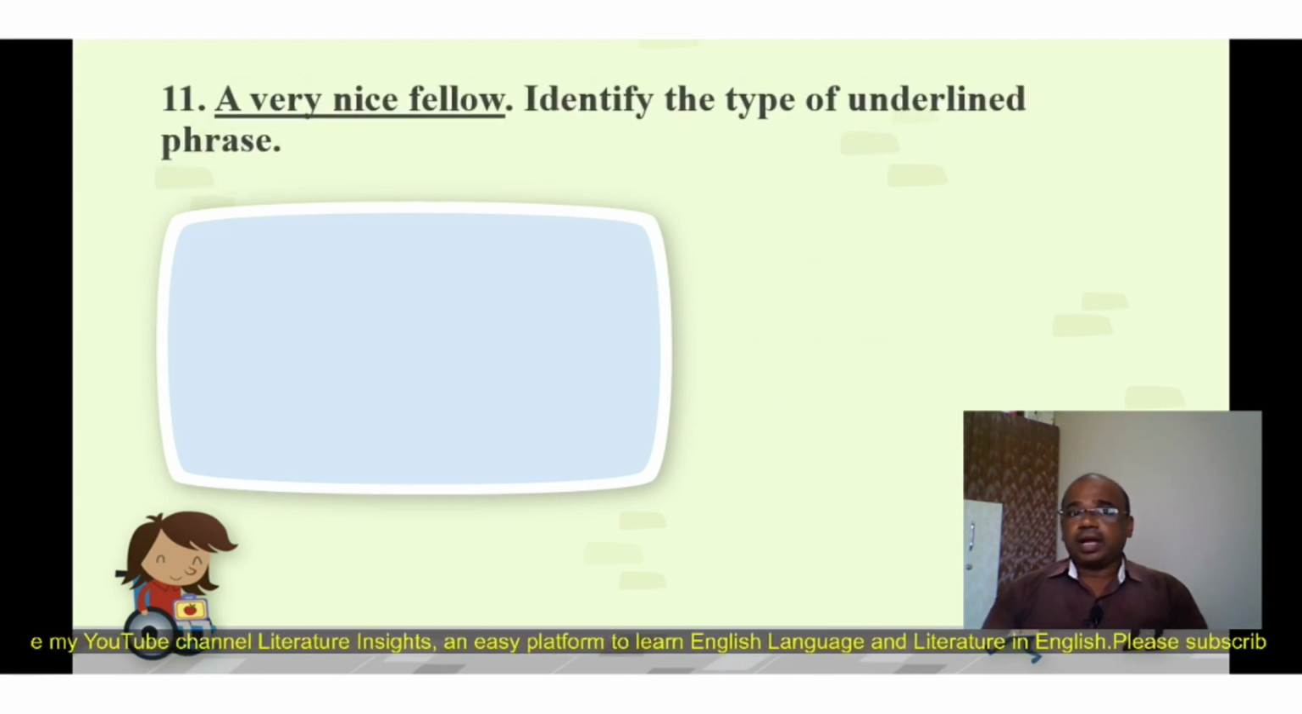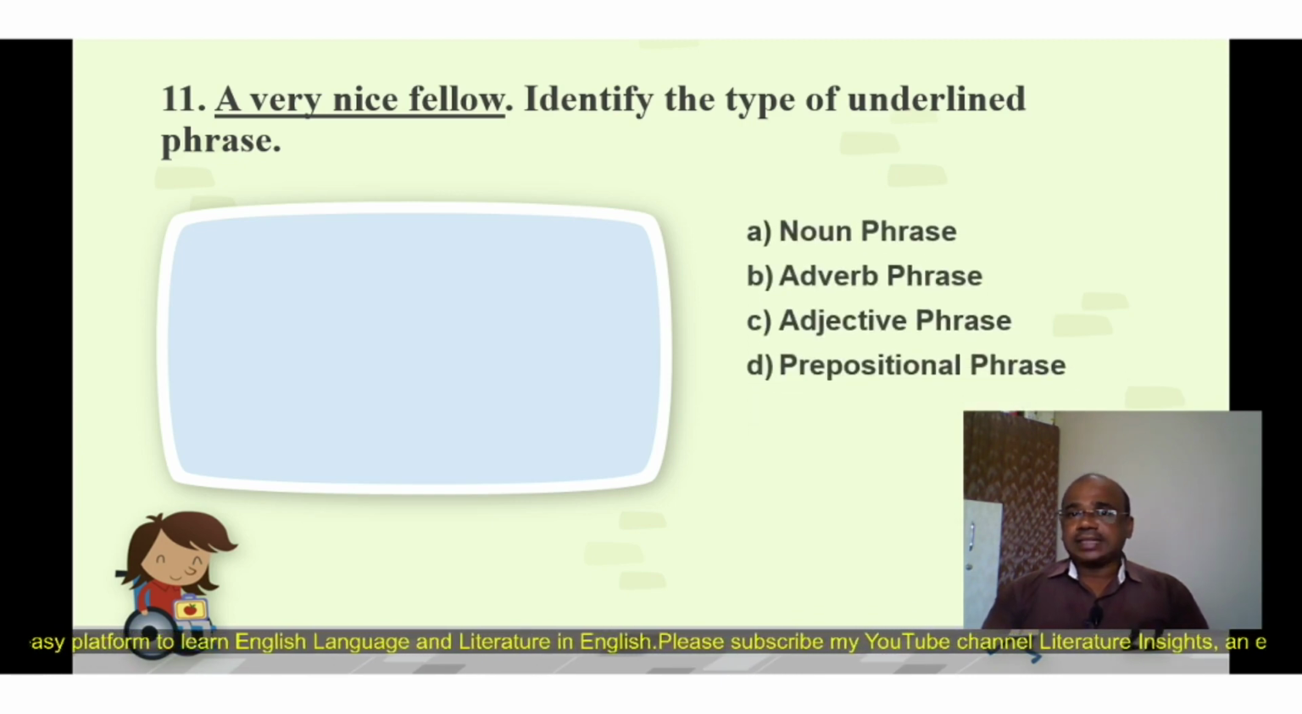Question number 11. A very nice fellow. Identify the type of underlined phrase. So here is a phrase, a very nice fellow. The student has to identify the type of phrase, and here four options: A. Noun phrase, B. Adverb phrase, C. Adjective phrase, D. Prepositional phrase, and the correct option is C. Adjective phrase. So a very nice fellow. So here this phrase comes under the category of adjective phrase, because in this sentence we can find the adjective and intensifier.